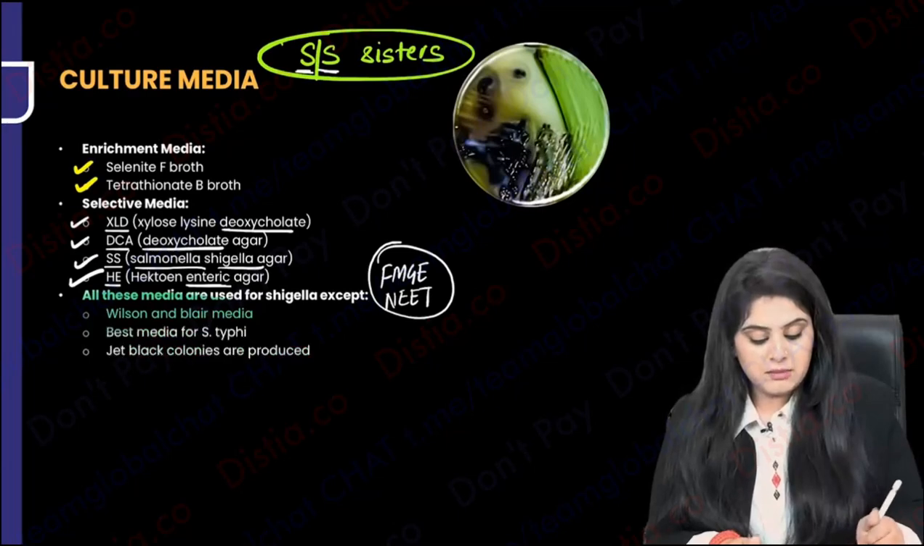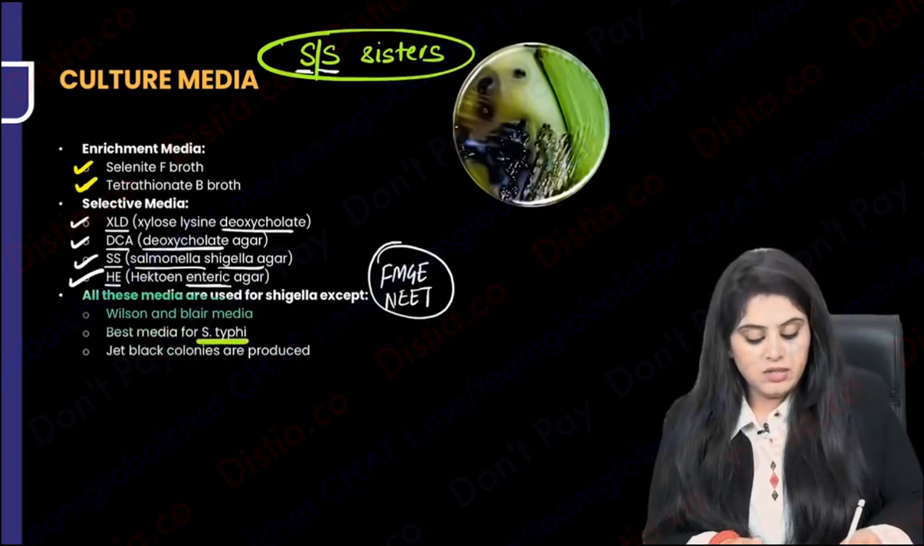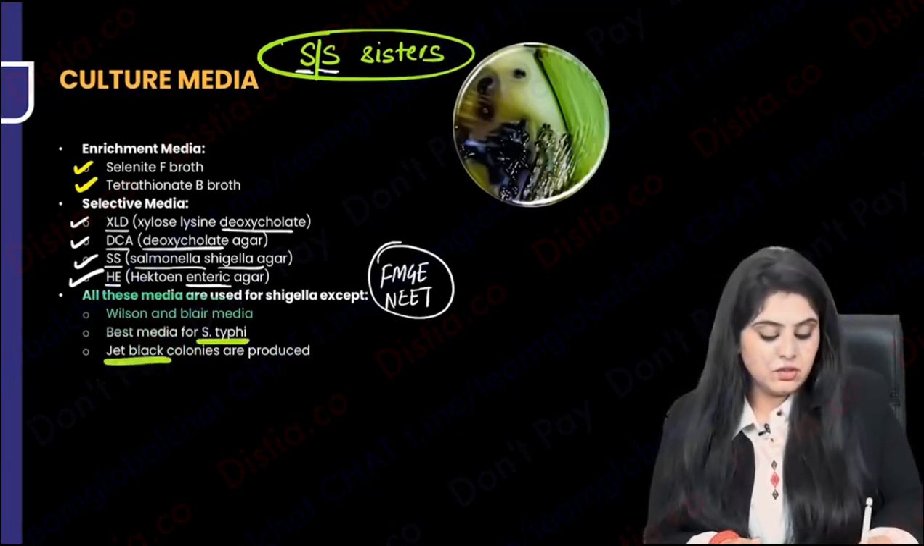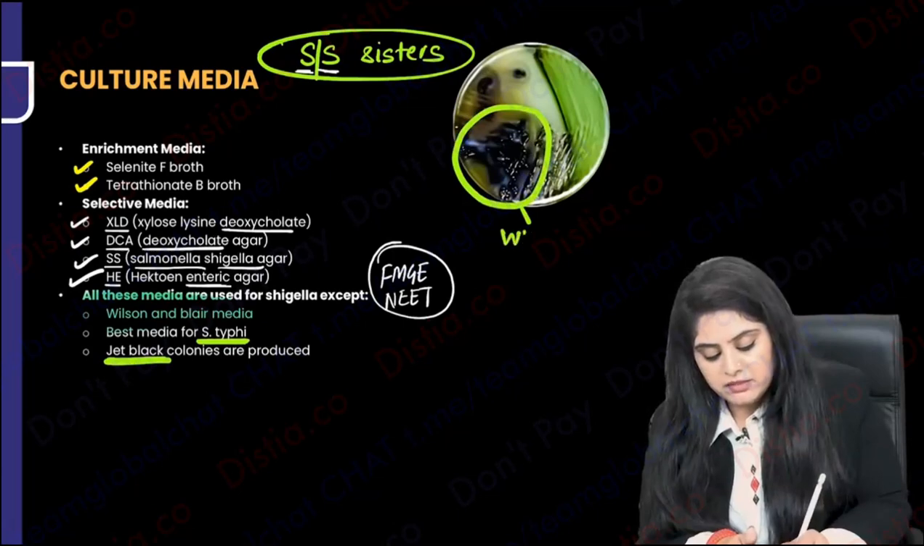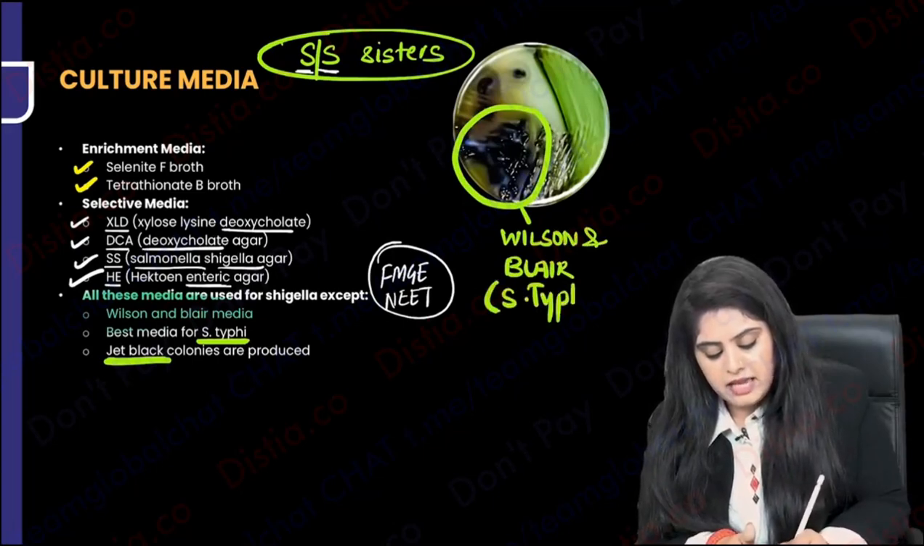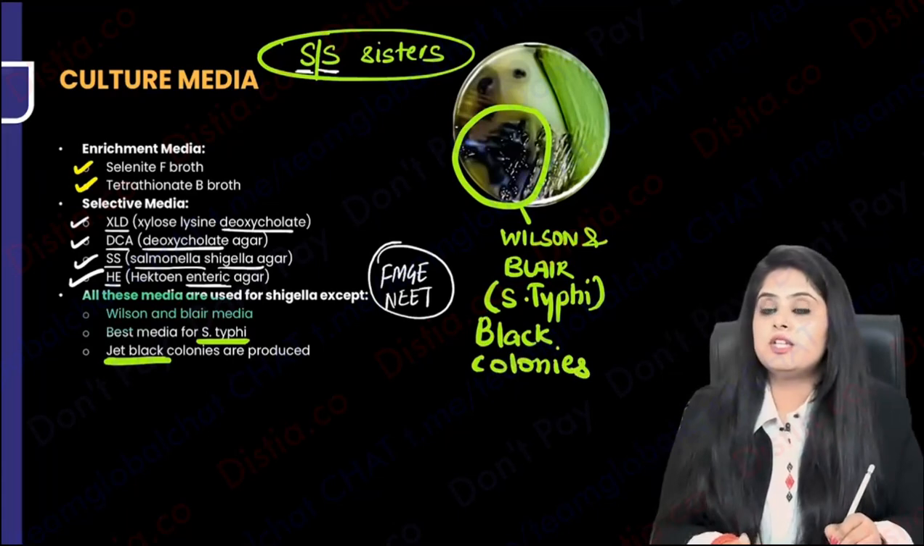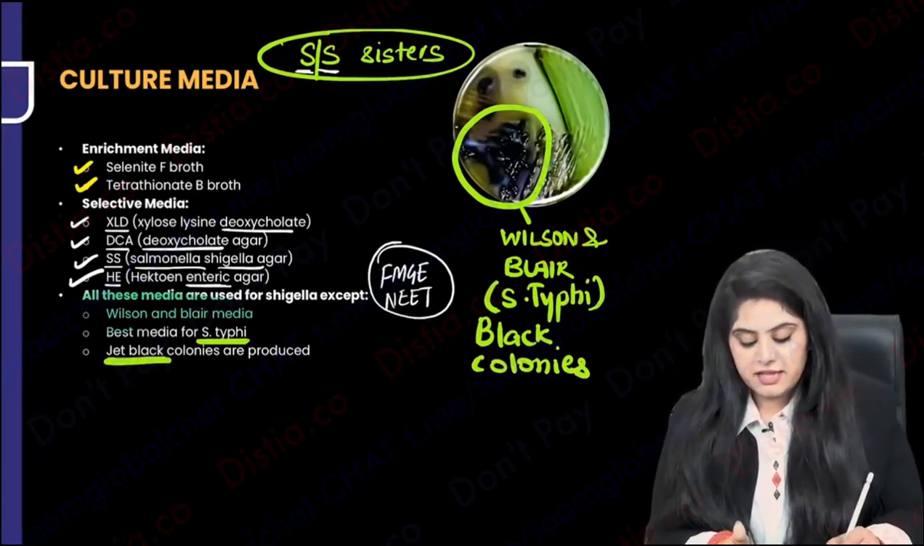So remember, Wilson and Blair is something that you will see only for typhi, and typhi is going to get jet black colonies like you see over here. So please note, Wilson and Blair medium is for Salmonella typhi, and what you're going to get are the black colonies. Very important. So who created a fight between the Salmonella Shigella sisters? It's the Wilson and Blair.